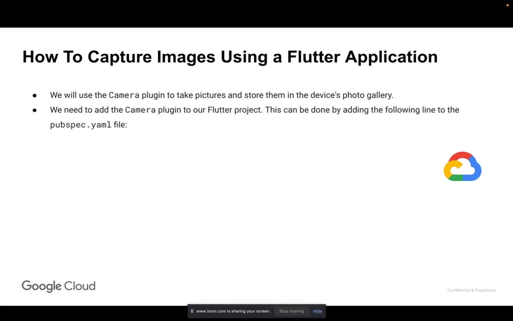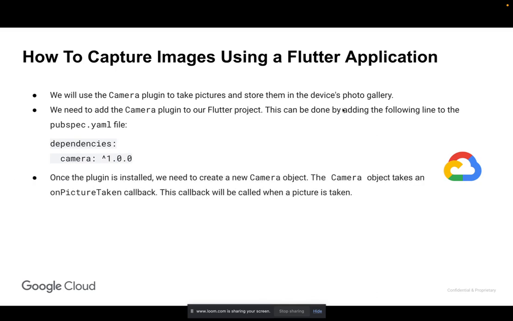This can be done by adding the following line to the pubspec.yaml file. We need to add the dependency of this camera. Now, once the plugin is installed, we need to create a new camera object. This can be done by importing camera.dart and writing few lines of code to our main.dart file, which we'll see in a while when we shift to our editor.